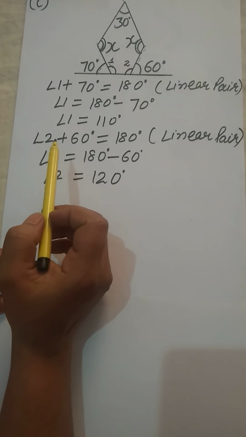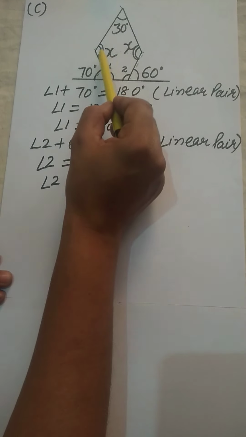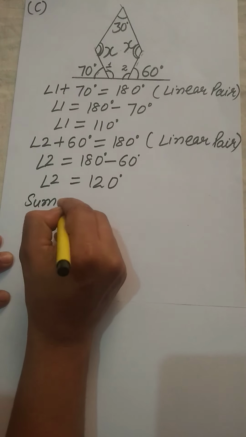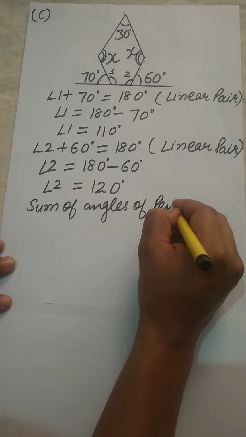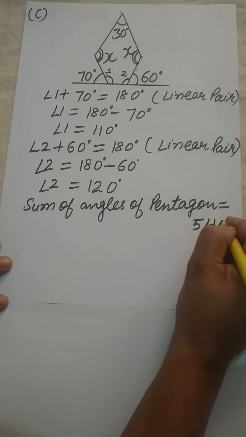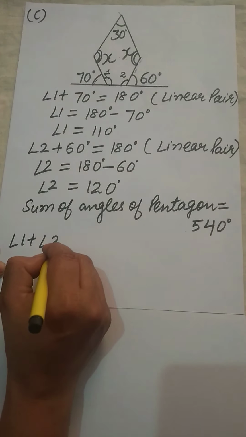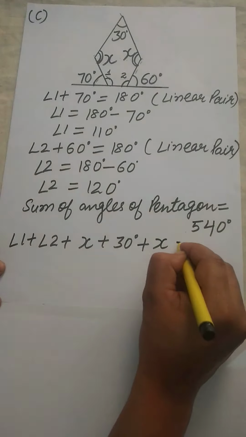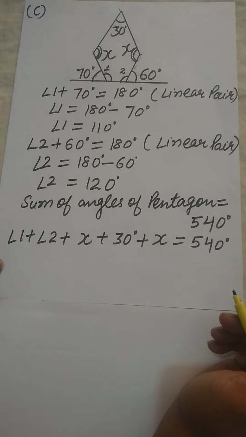Students, we know the interior angle sum property of a pentagon: the sum of interior angles of a pentagon is equal to 540 degree. So we can say that angle 1 plus angle 2 plus x plus 30 degree plus x is equal to 540 degree. That is, the sum of these 5 angles is equal to 540 degree.